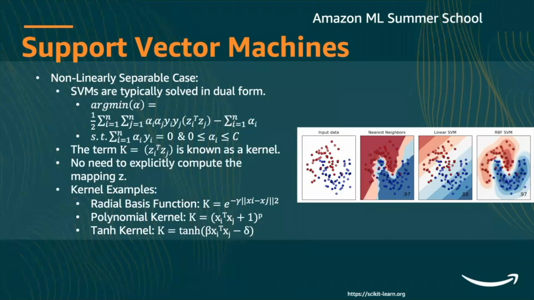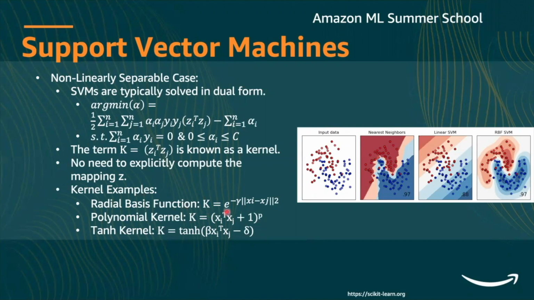Typically, SVMs are solved in dual form of the optimization. What I showed you initially was the primal. You can convert into a dual format. The advantage of the dual format is it allows for creating a non-linear mapping Z without explicitly computing this Z, right? Because in this dual form, you have the dot product of this mapping, and this dot product can be some function which you choose, based on some properties of the function.